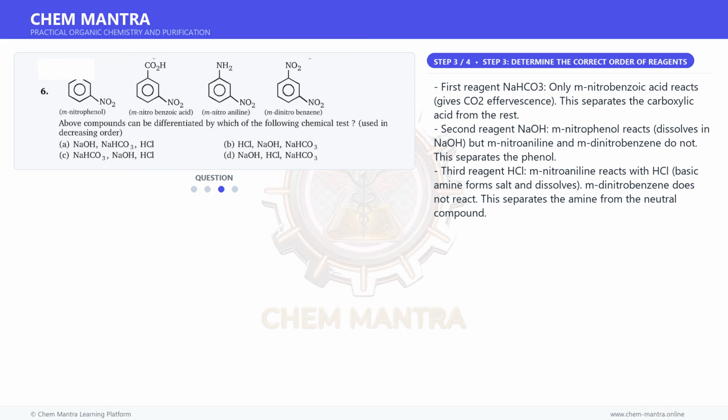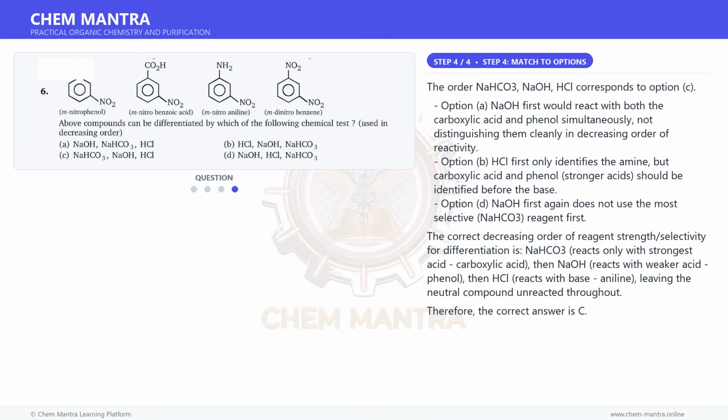This separates the phenol. Third reagent HCl, m-nitroaniline reacts with HCl, basic amine forms salt and dissolves. M-dinitrobenzene does not react. This separates the amine from the neutral compound. And for the final step, the order NaHCO3, NaOH, HCl corresponds to option C.